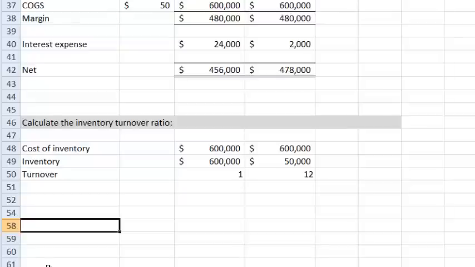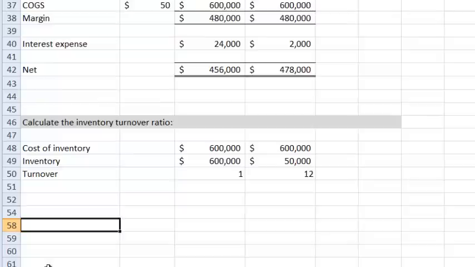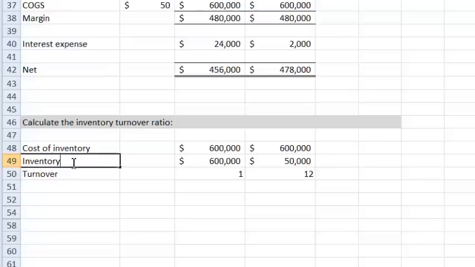Now we're going to take a look at their average inventory. There's two ways of calculating this. One way is to just use the inventory at the end of the period. Another is to take their average inventory. So let's start first with average inventory. So I'm going to type in the word average.